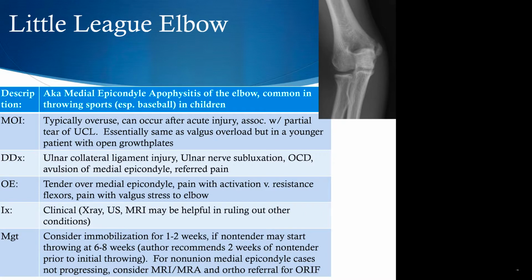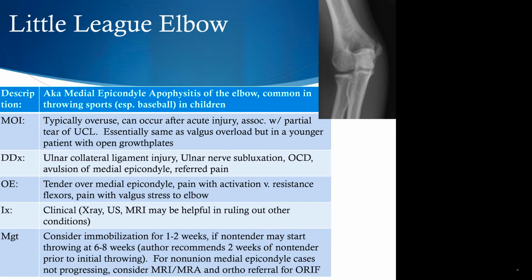Little league elbow, also known as medial epicondyle apophysitis of the elbow, is common in throwing sports, especially baseball, and affects children. Typically, it's an overuse injury. It can occur after an acute injury, such as a single pitch, or be associated with a partial tear of the ulnar collateral ligament. It's essentially the same as a valgus overload, but in a younger patient with an open growth plate.